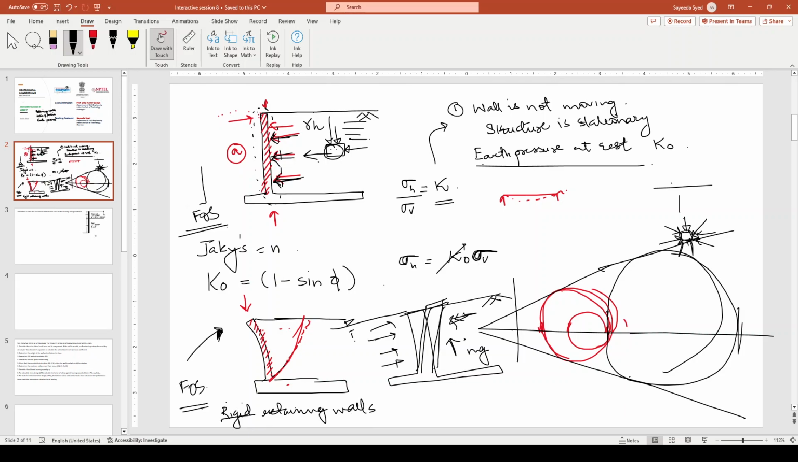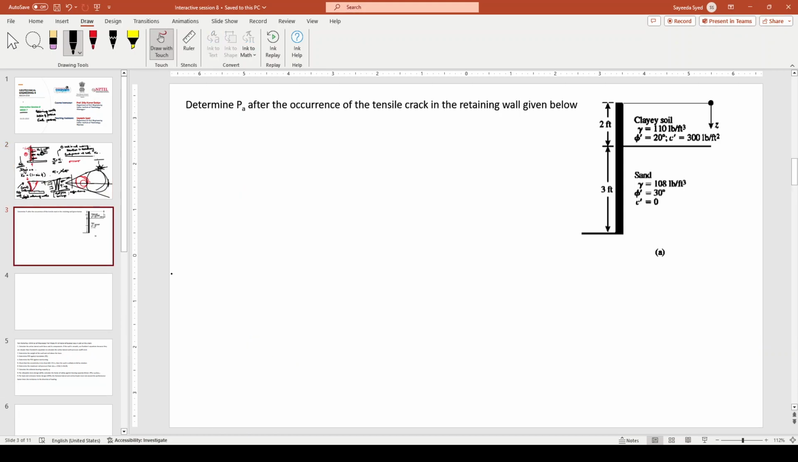And why I'm saying rigid is because flexible retaining walls are totally a different concept. We get sheet piles, we get bracings, we get even cofferdams. So those are flexible structures, but rigid usually are of two types, that are gravity and cantilever. So let's move on to our first question for today.